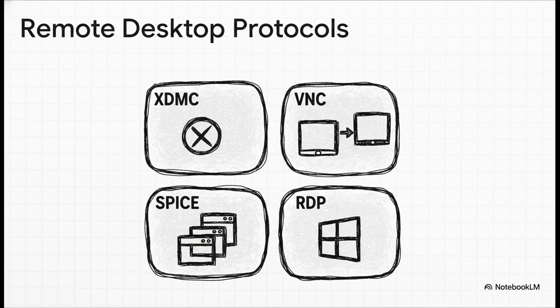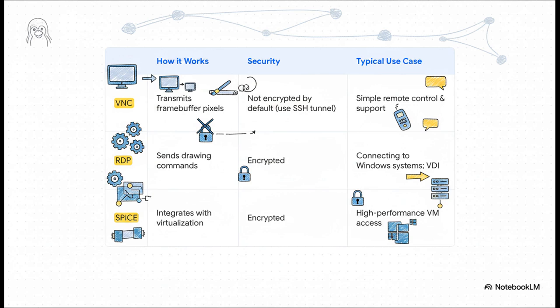You've got XDMCP, which is the old-school native X11 way of doing things. Then VNC, the classic screen-sharing tool that works on pretty much anything. And then you have the modern high-performance options: SPICE, which is built for virtual machines, and RDP, which is Microsoft's protocol that you'll often be connecting to from your Linux machine. This table is basically your cheat sheet for picking the right protocol.